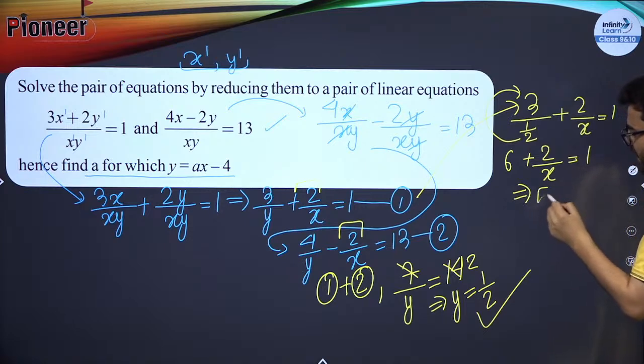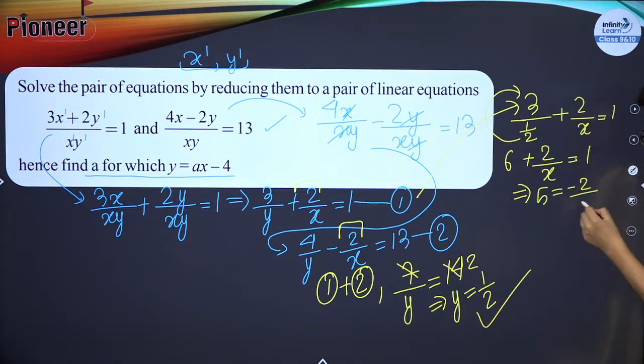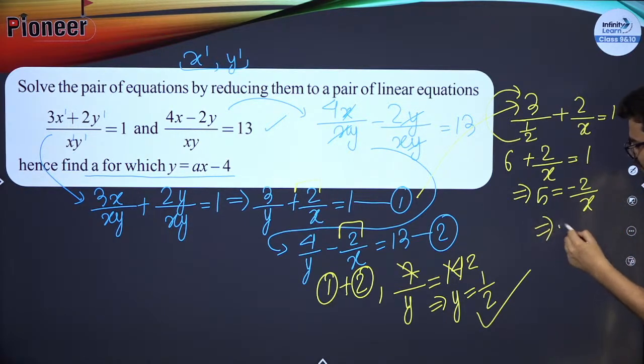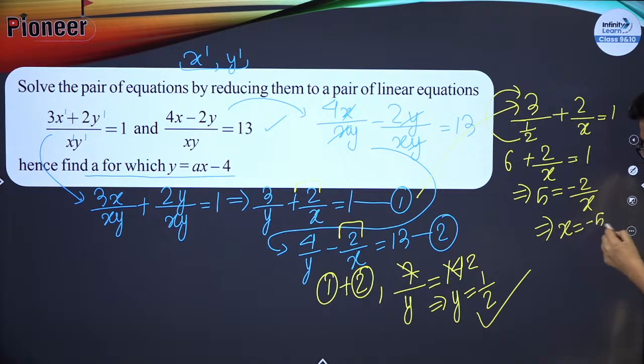So I will get 5 is equal to minus 2 by x over here. So I will get x is equal to minus 5 by 2. So x is equal to minus 5 by 2 is the answer. Is it clear, guys, to every student in this session? X is equal to minus 5 by 2. Let me check it once.